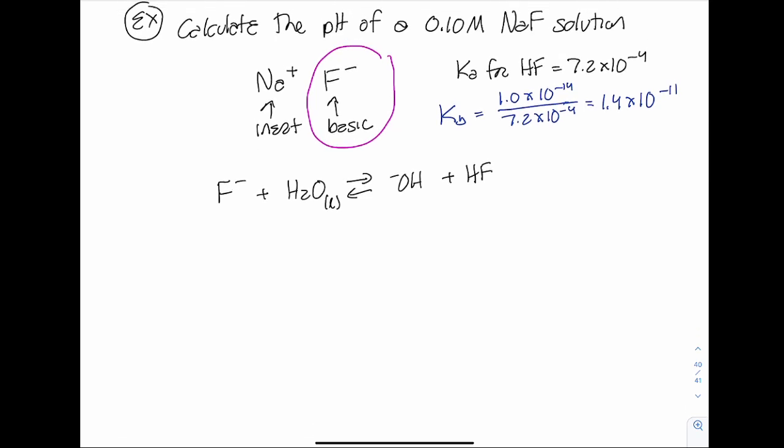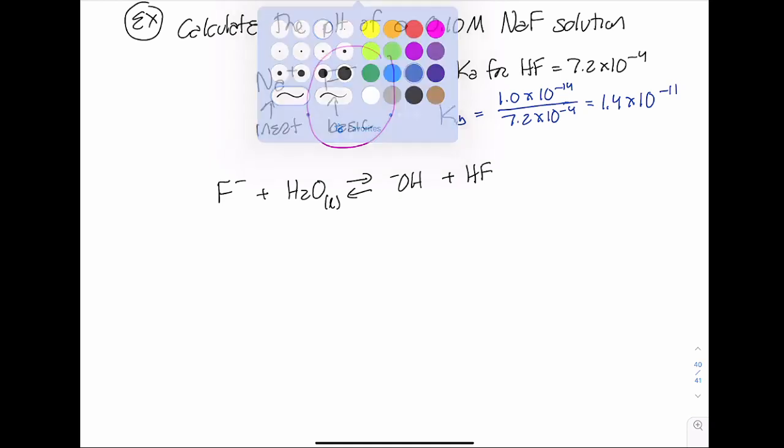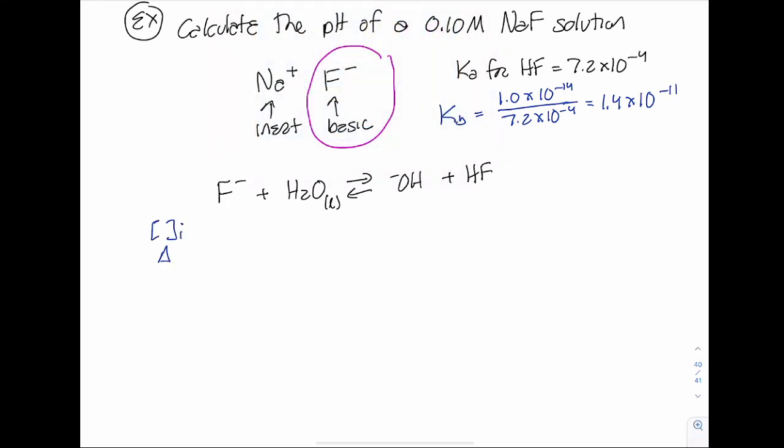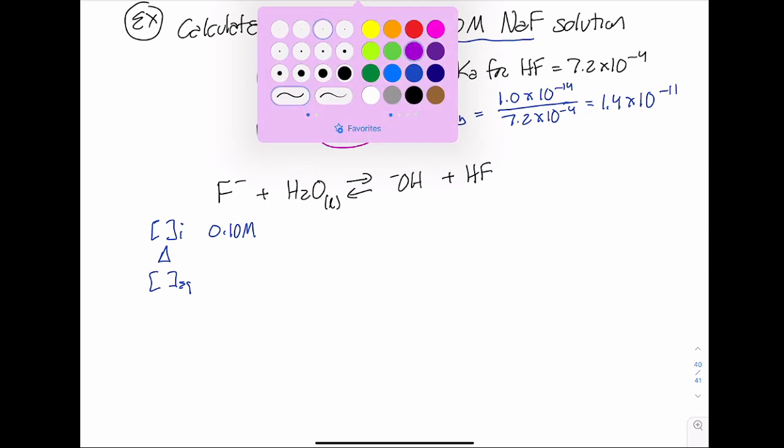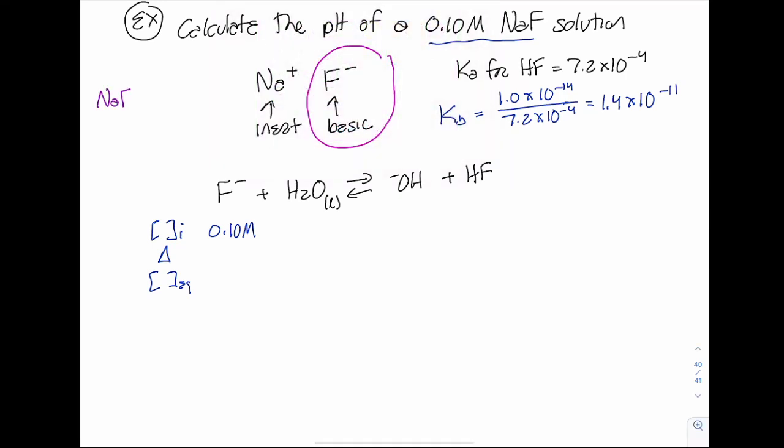You would set up your little ice table. So I have an initial concentration of 0.10 molar. Where I'm getting that from is this salt. If we were to write a reaction for that, NaF aqueous separates into Na plus and F minus, and because it's a 1-to-1 ratio, whatever my concentration of this is, is my concentration of this.